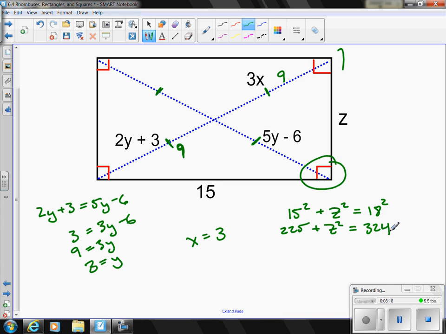324. Okay, so I subtract 225 from both sides. If this was 325, I'd be left with 100, but it's a little short, so I'm just guessing 99. So z is going to equal the square root of 99, which could be simplified down to 9 times 11, so 3 times the square root of 11.